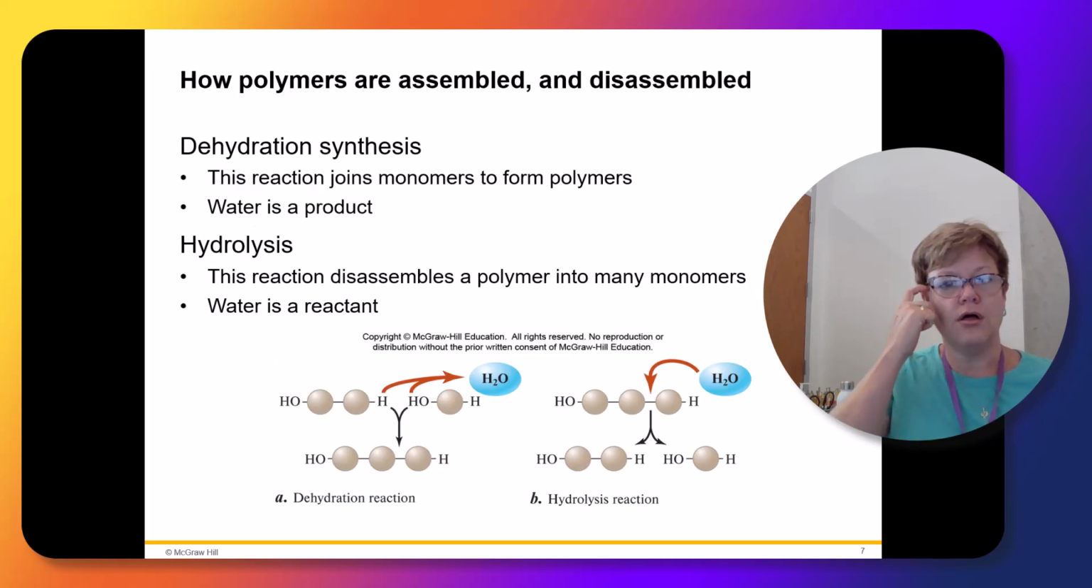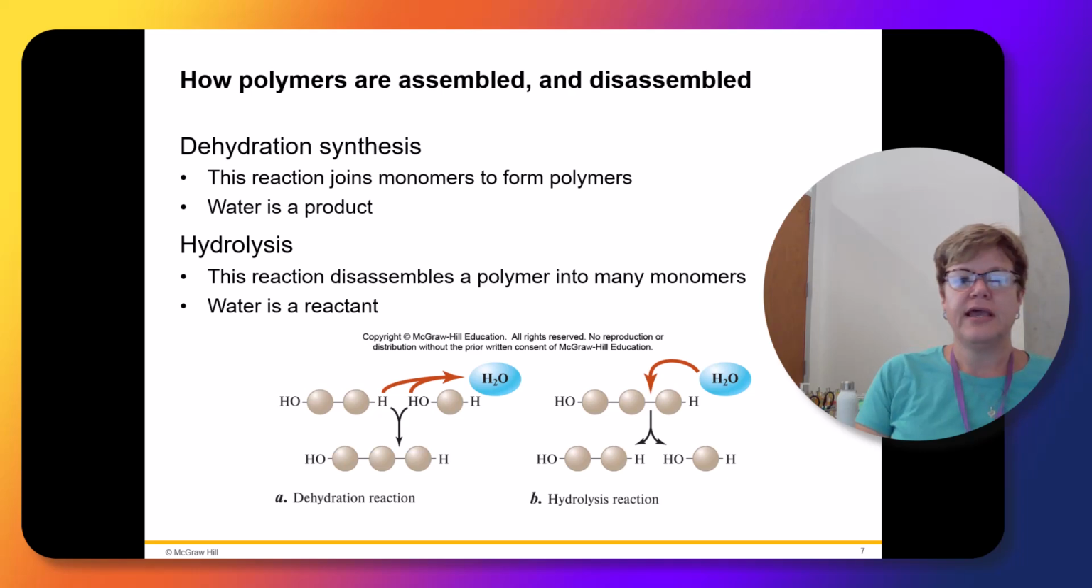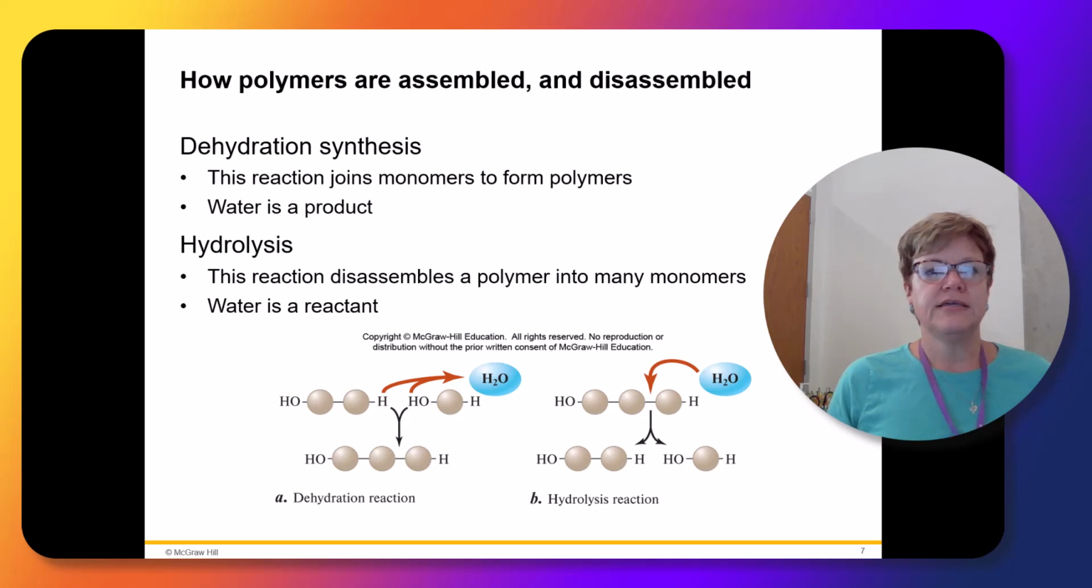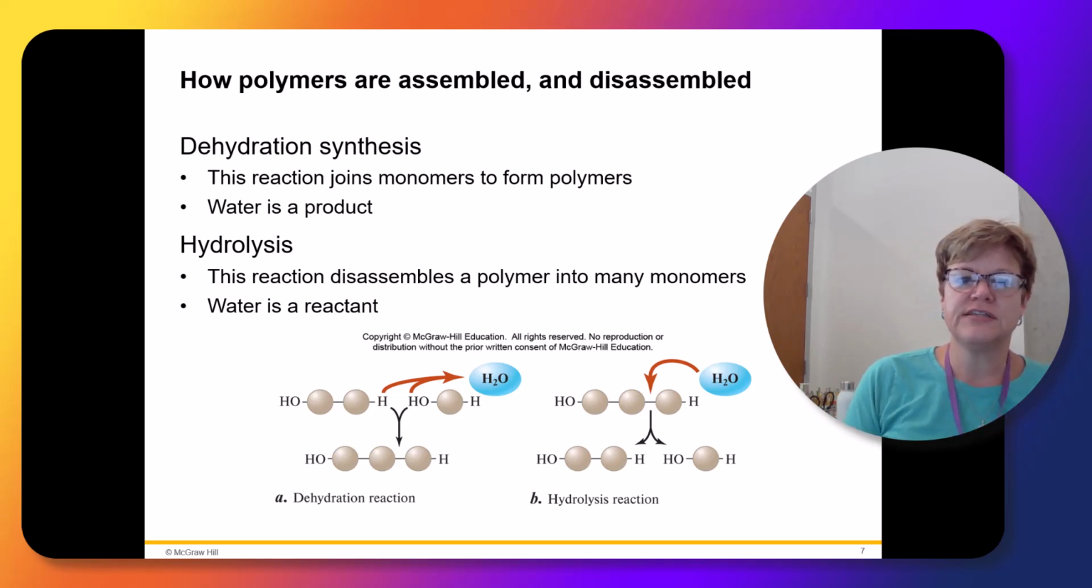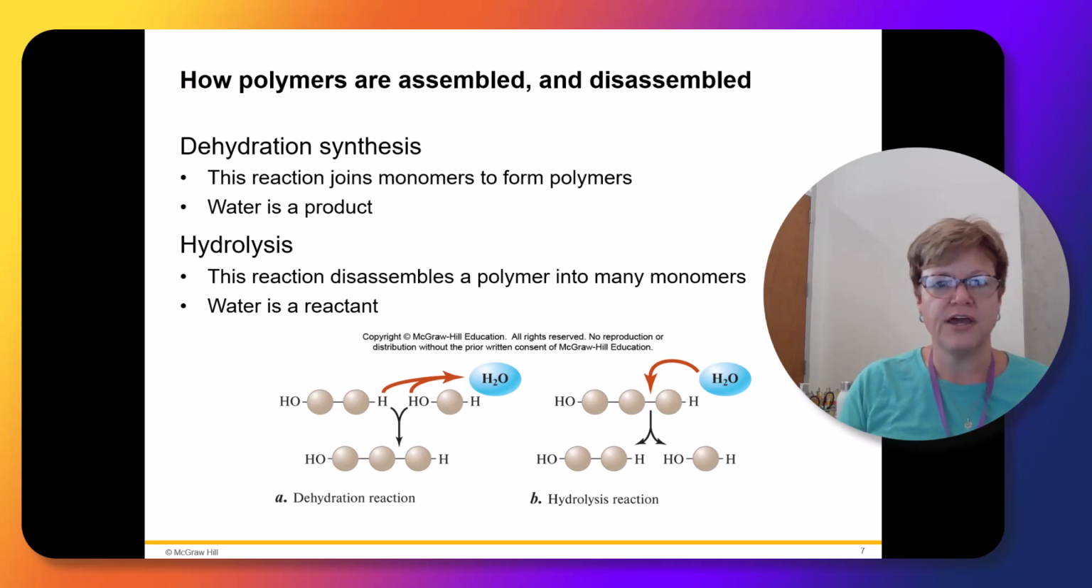So in general, the way polymers are assembled from monomers, and how a polymer is disassembled back into individual monomers, is these two reaction types. A dehydration synthesis reaction is defined as the reaction that joins monomers covalently to form those long chain polymers. And as a part of dehydration synthesis, not only is the polymer a product, but water is a product.